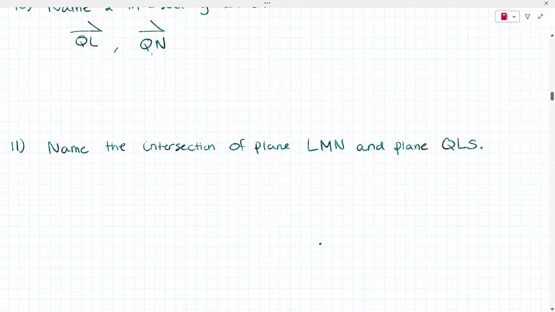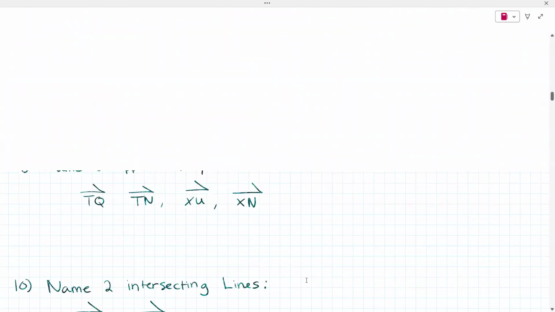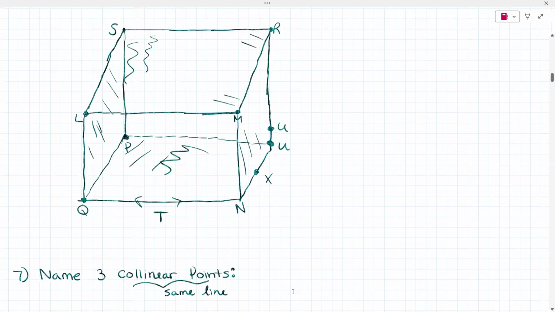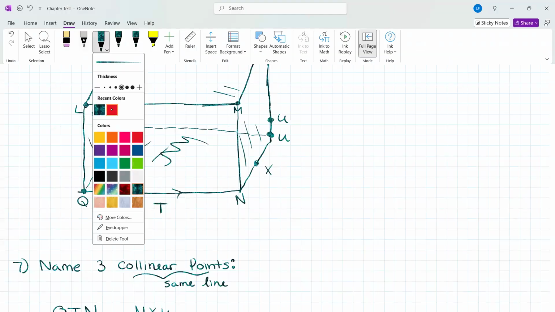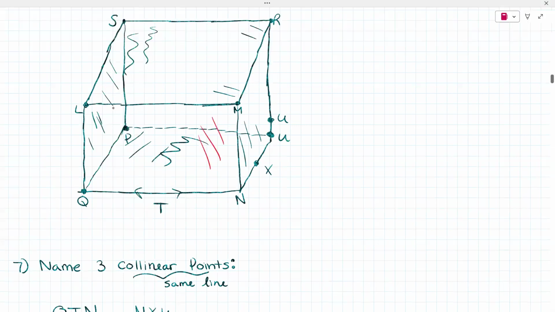Number 11 says name the intersection of plane LMN and plane QLS. Okay, so let's look at our planes. Let's look at plane LMN. Where's LMN? LMN is this plane right here. Maybe I should use a different color. Use red. So yeah, can you see this?